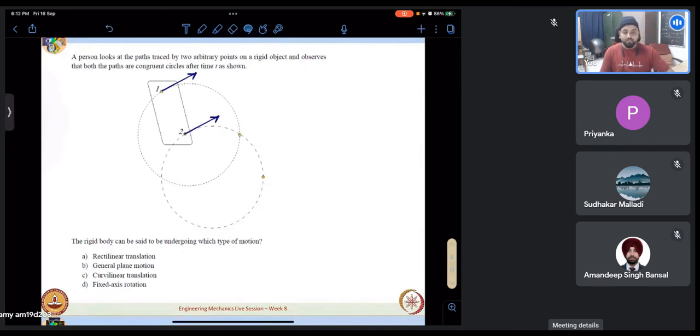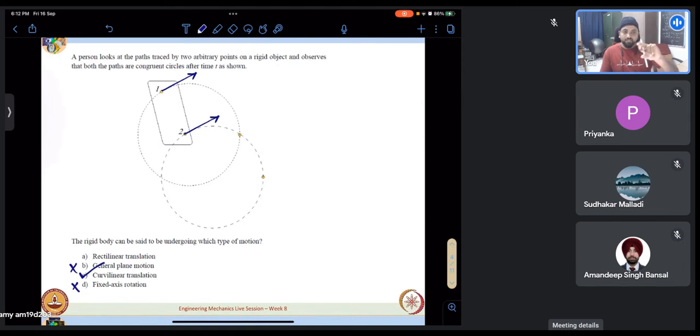If it is not a case of rotation, automatically it cannot be general plane motion, because general plane motion includes rotation as one of its components along with translation. Okay, so we can see that B cannot be the answer. D is not the answer. Rectilinear translation or curvilinear translation. We are able to see that the path traced by the 2 points is a circle. It's a curve. It's not a straight line. It is having a change of slope. So it is nothing but curvilinear translation. So the answer to this question is essentially curvilinear translation.